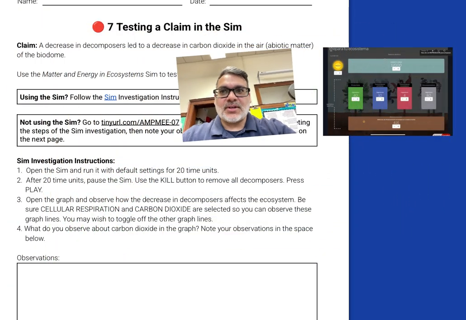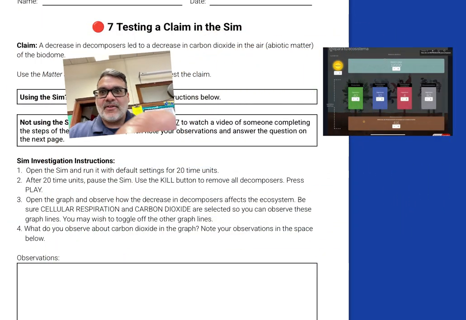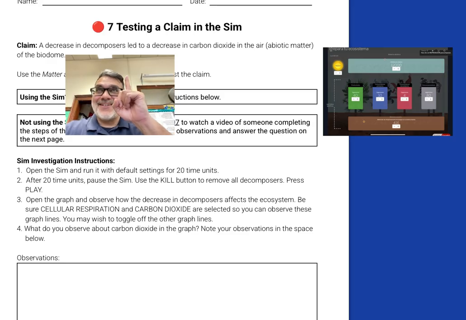Here we are, okay? So the claim above here, as you can see above my head right there, is a decrease in decomposers led to a decrease in carbon dioxide in the air, which is abiotic matter, okay?